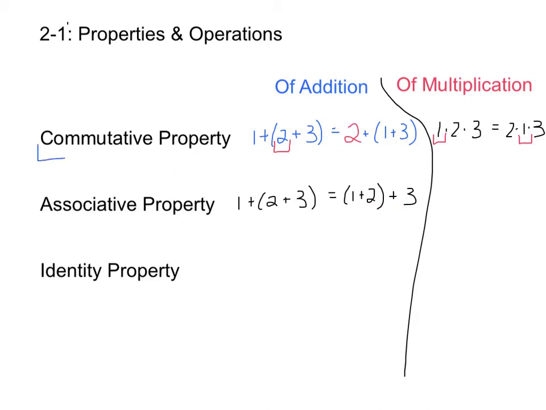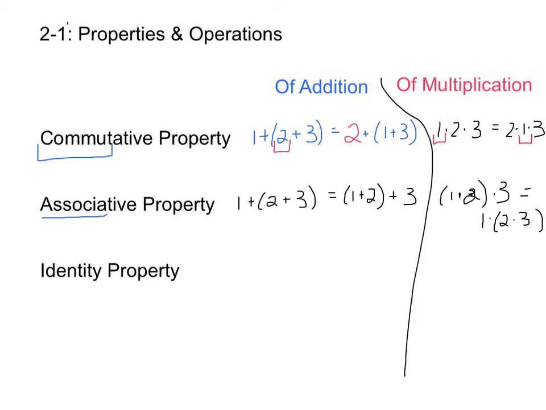So commutative property deals with commute. It deals with changing place. Associative property deals with how things are associated together. And the same properties will hold for both addition and multiplication. Associative property, I could do 1 times 2 times 3, which will be the same thing as if I do 1 times the quantity 2 times 3 in parentheses.